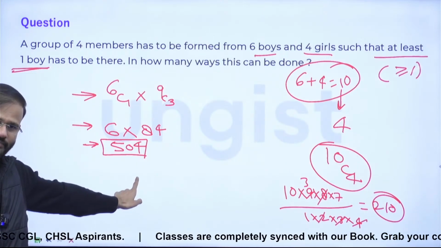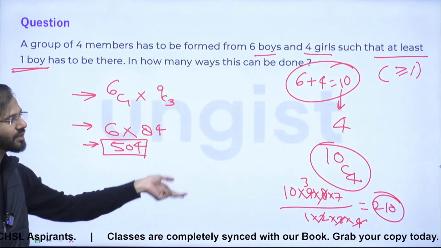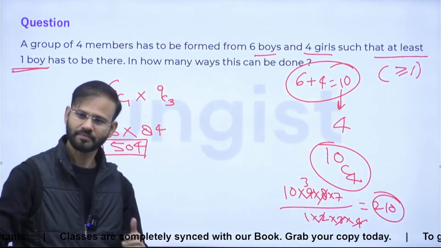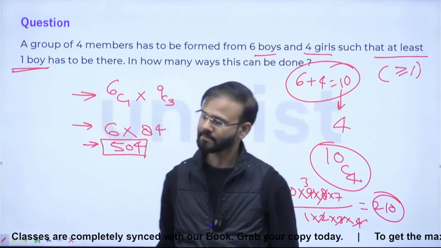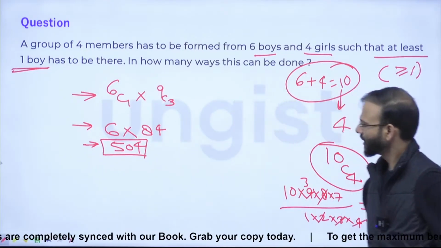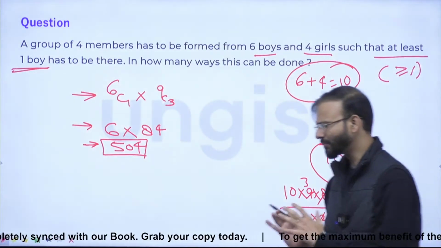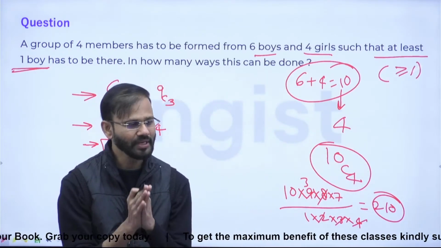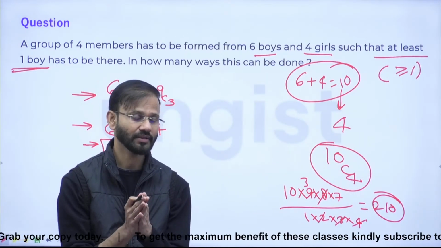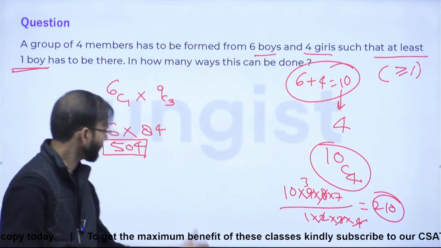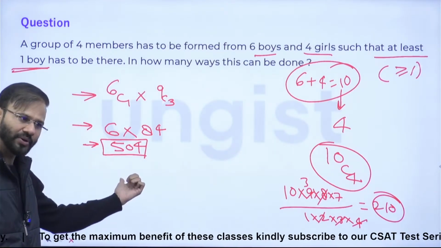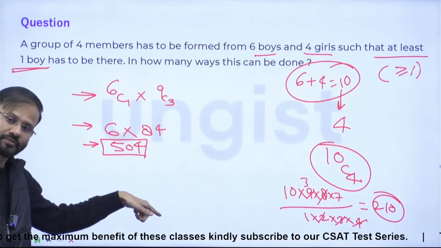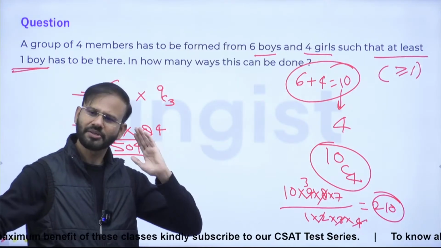Number 1. There is some problem with this. Number 2. मुझे एक बात बताइए, मैक्सिमम जो कमिटीज आप बना सकते हैं, maximum committees that you can form is 210. But here you are getting it as 504. And just think on it.